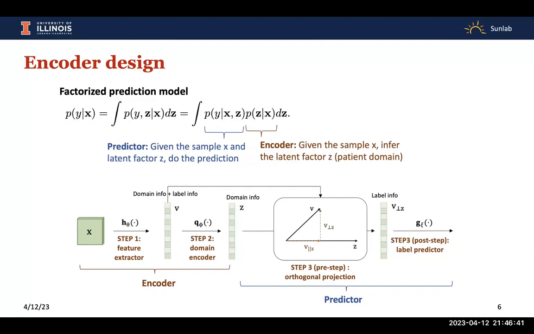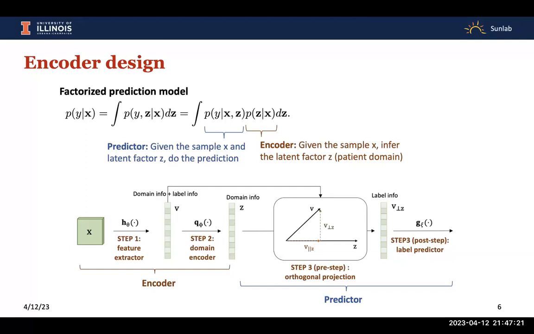We use this edge neural network to extract a feature representation. We basically map this raw data X to its latent feature representation V. This V feature representation contains both the domain information and the label information. And then we use a neural network Q to extract its domain. After extraction, we hope this domain factor Z can only contain this domain information. We hope we will have auxiliary models to enforce these things to happen.